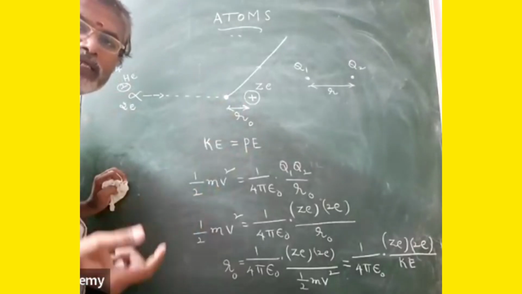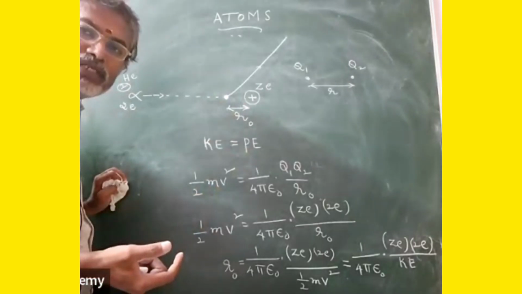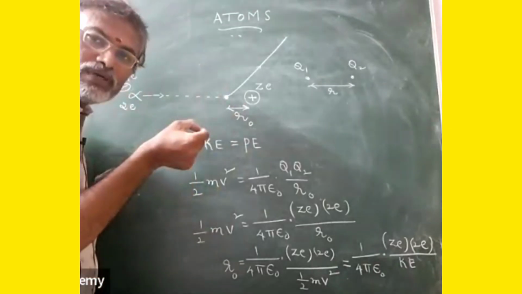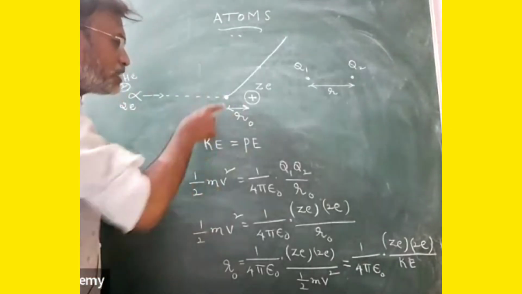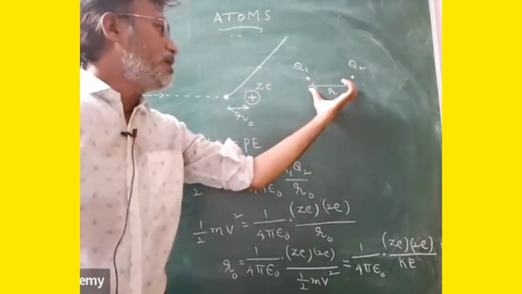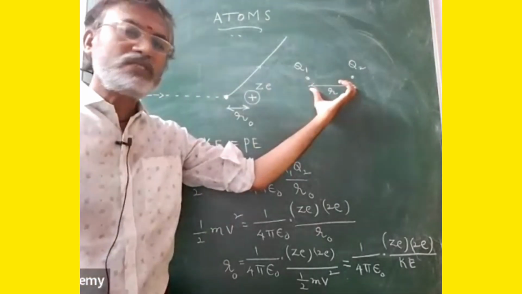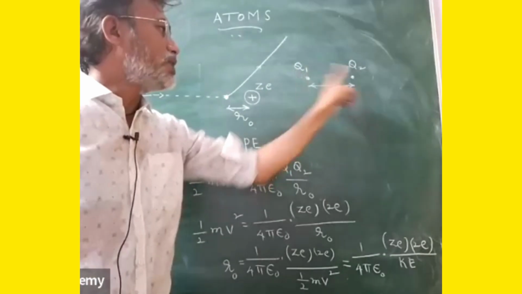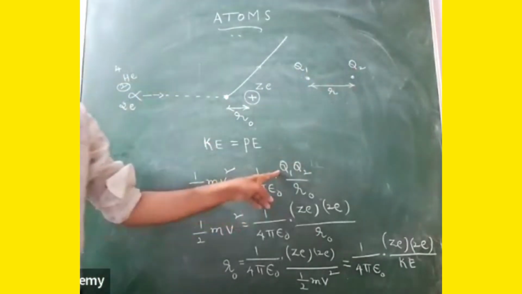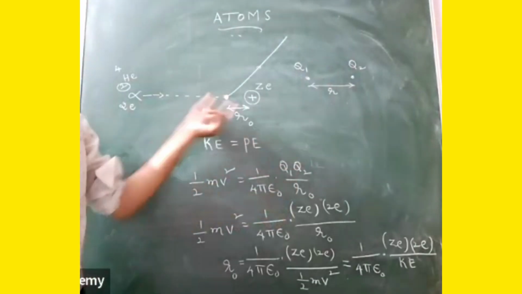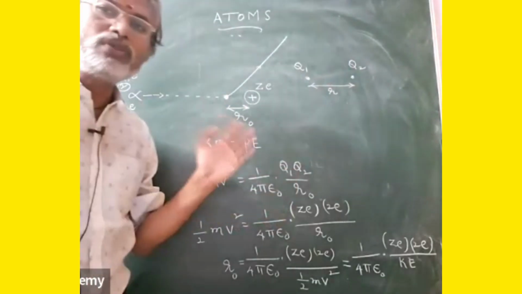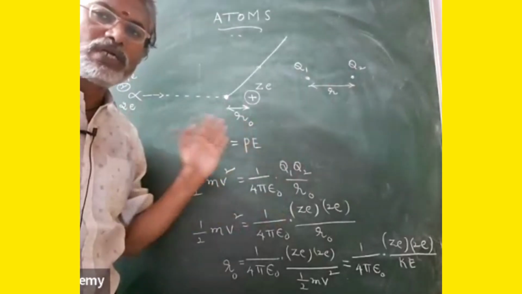The moving particle has kinetic energy. At that particular point it momentarily stops, which means kinetic energy is converted into potential energy. In the lesson on electrostatic potential, for two charges q1 and q2 with separation r, the potential energy is 1 by 4 pi epsilon naught q1 q2 by r. Here r is r naught, the distance of closest approach, which is how close the particle gets to the target nucleus.